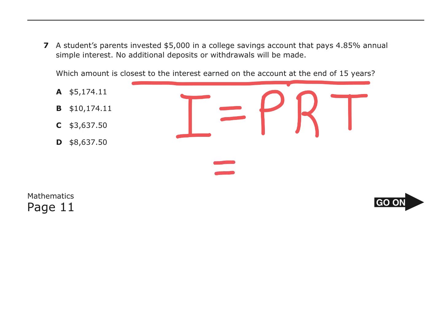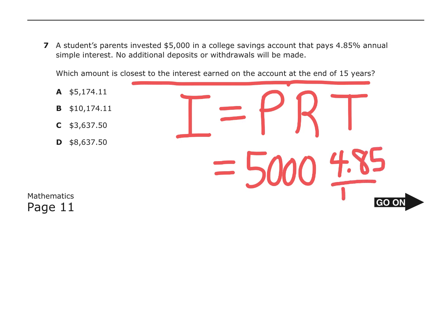And so in this case, the principal is the amount invested, which is $5,000. And the interest rate was 4.85%, so that's per 100. And T is the time in years, and in this case it was 15. So times 15 years. So let's take your calculator, multiply 5,000 times 4.85 divided by 100 times 15, and you get 3,000.